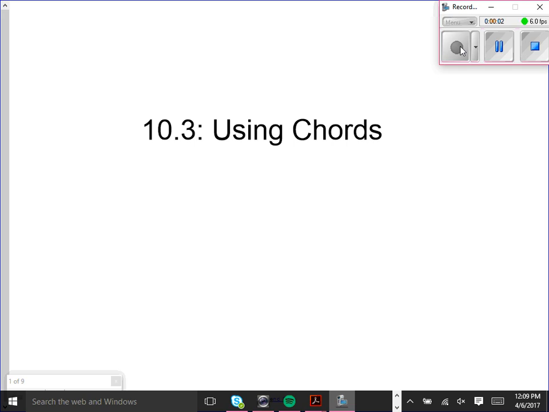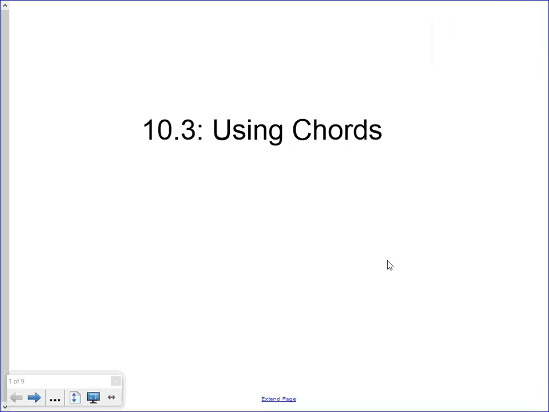Good. 10.3, you do not need your journal. Let's get this done quickly. Jordan, can you hit the right light switch for me, please?